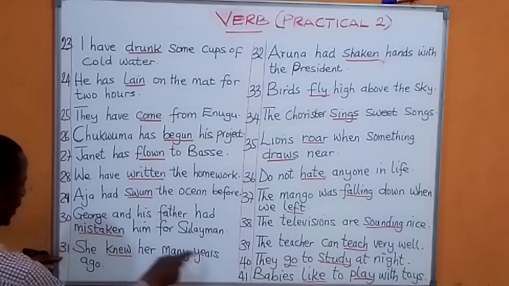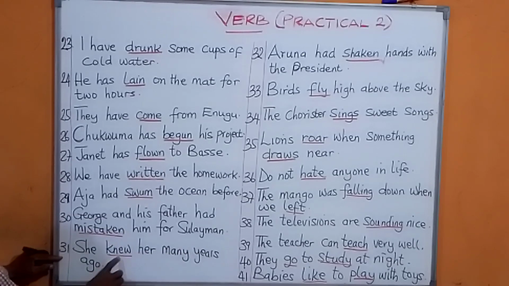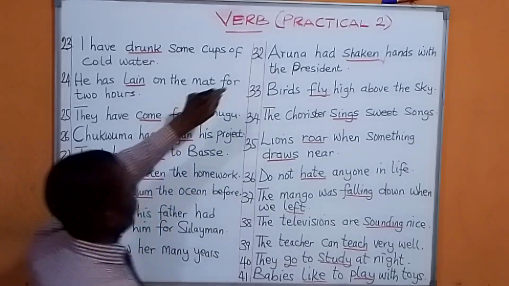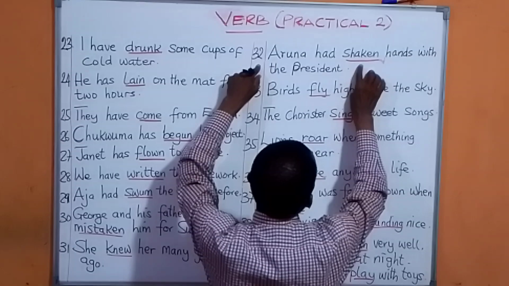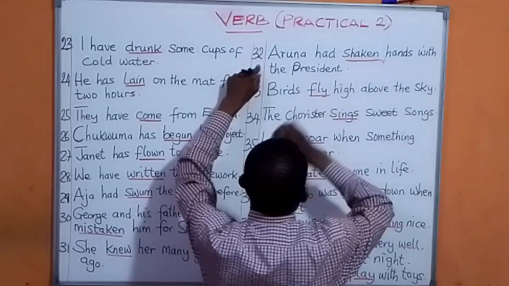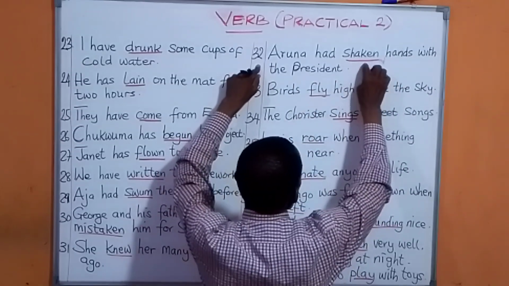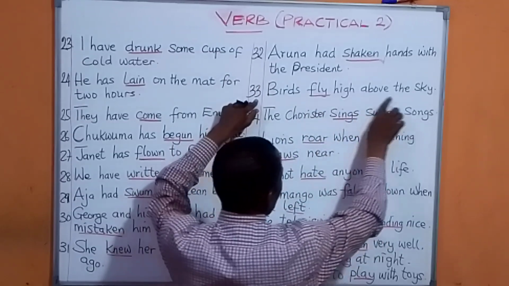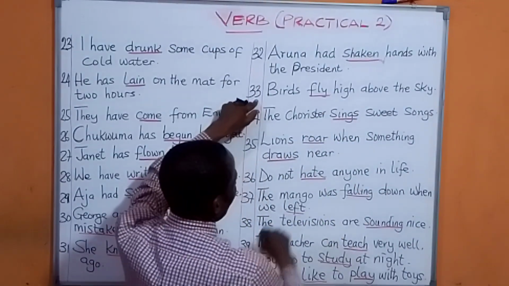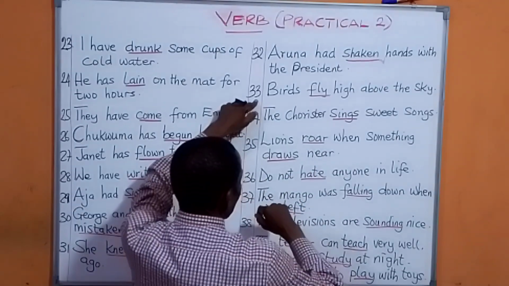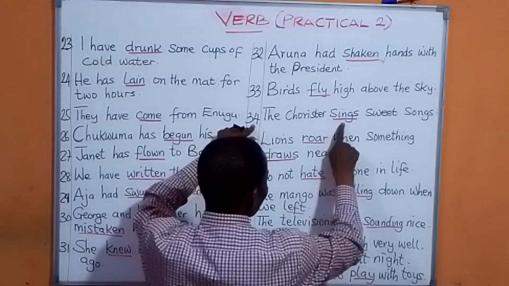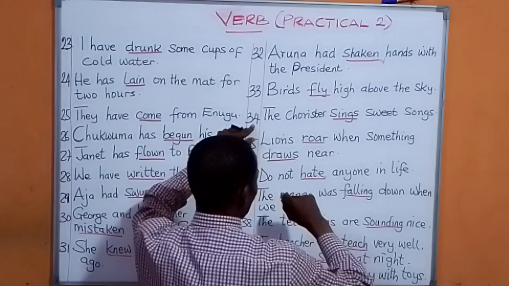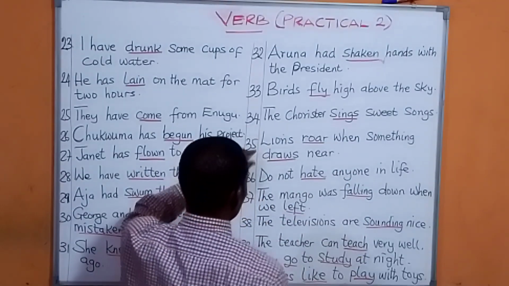She knew her many years ago. What's the verb there? Knew. That's the action word. Haruna had shaken hands with the president. What's the action there? Shaking. That's the verb. Birds fly high above the sky. What's the action word there? Fly. That's the verb. The chorister sings sweet songs. What's the action word there? Sings. That's the verb.